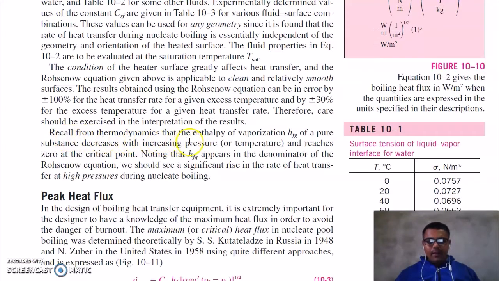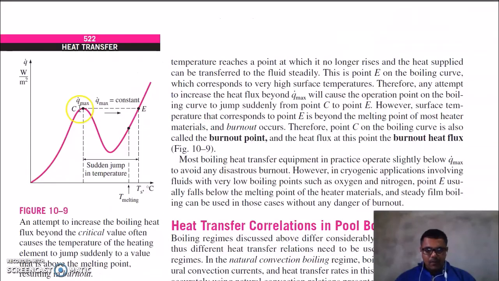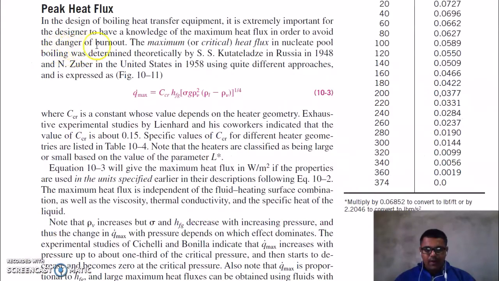Recall from thermodynamics that the enthalpy of vaporization hfg of a pure substance decreases with increasing pressure and reaches zero at the critical point. So noting that hfg appears in the denominator of the equation, we should see a significant rise in the rate of heat transfer at higher pressure during nucleate boiling. Peak heat flux: the burnout point corresponds to this heat flux. We must have knowledge of the maximum heat flux for the design of the heating element in order to avoid the danger of burnout.